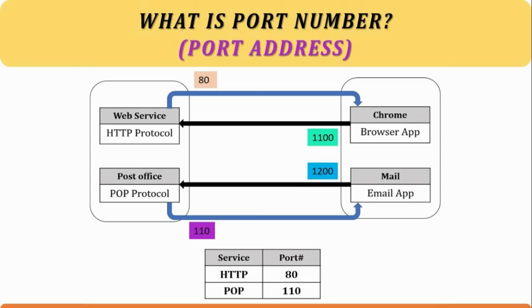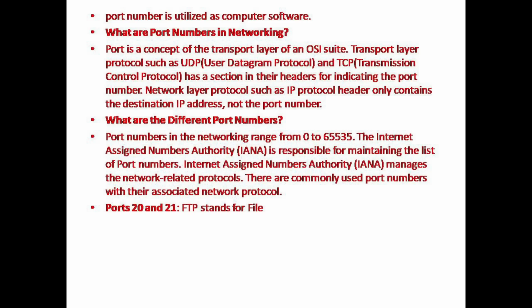What are the different port numbers? The port numbers in networking range from 0 to 65,535. The Internet Assigned Numbers Authority, IANA, is responsible for maintaining the list of port numbers and manages networking related protocols. There are commonly used port numbers with their associated networking protocols.